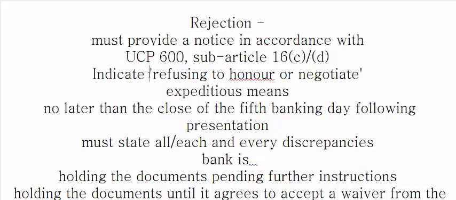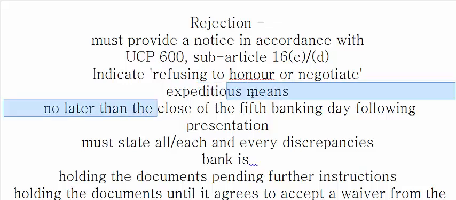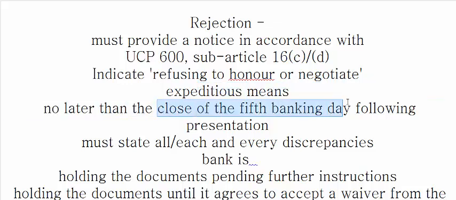What it should say, it should indicate that they are refusing to honor or negotiate. The rejection notice or the refusal notice should explicitly indicate that they are refusing to honor or negotiate. It should be by expeditious means, telecommunication or whatever. In many places, even by phone, it should be acceptable. It should be no closer than the close of the 5th banking day. That is, within 5 days after the receipt of documents, it should happen.